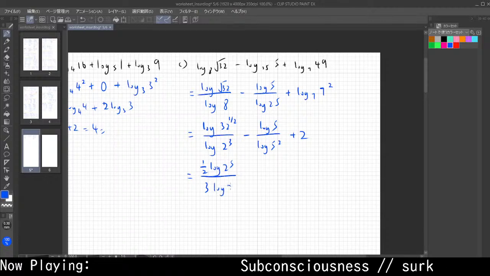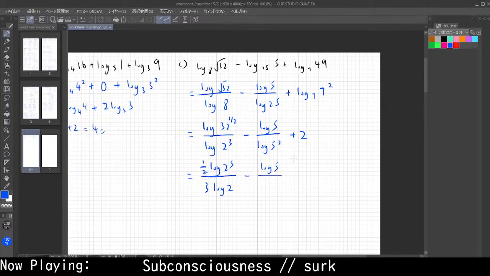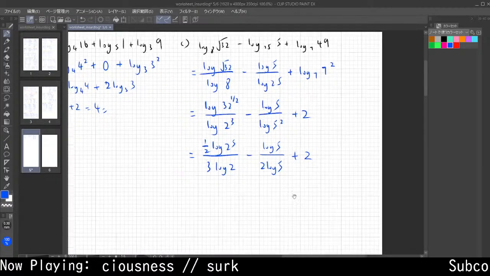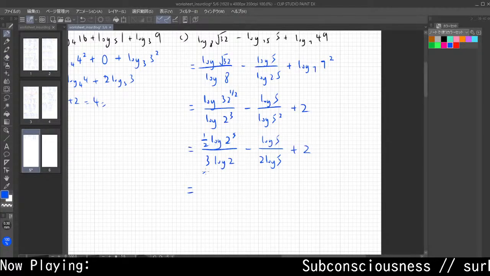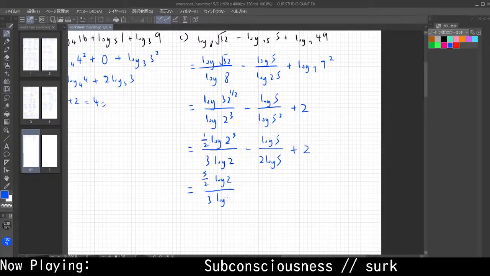3 bring in front. Log 5 is log 5. 2 bring in front. 2 log 5 plus 2. 32 is 2 to the power of 5. Your 5 can bring in front. 5 over 2 log 2. 3 log 2.